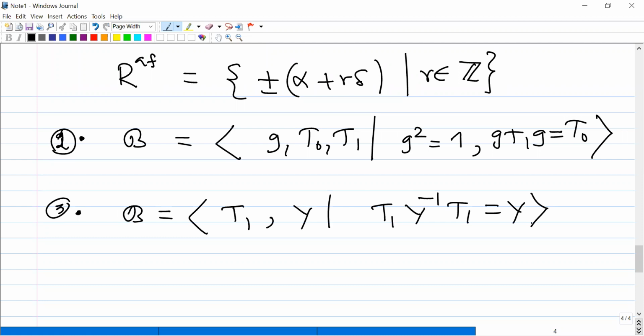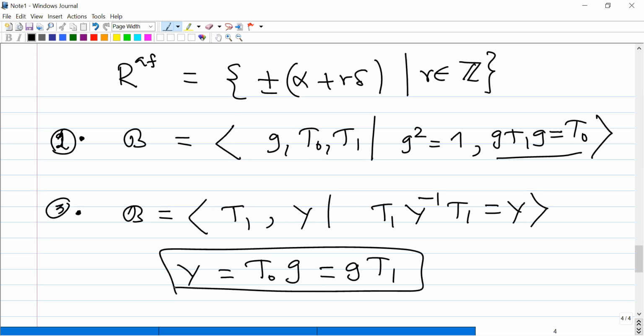Okay, so here the dictionary, you take Y to be T naught G, which is the same as GT1. So from here you can read out what it is. Now how do you verify?